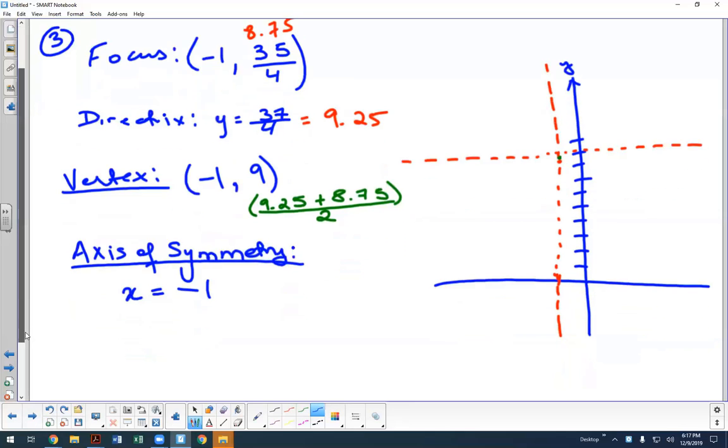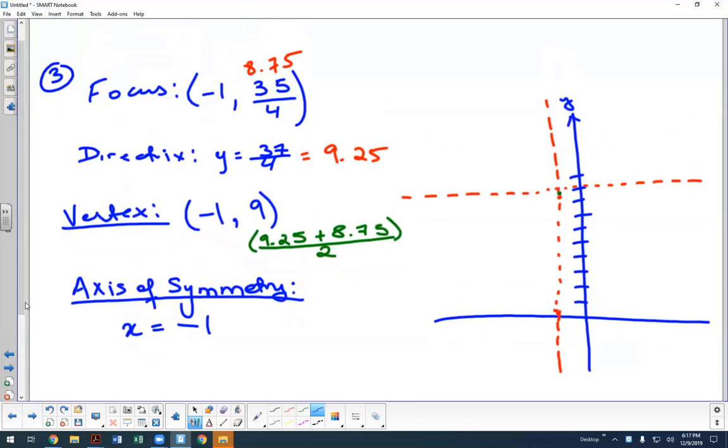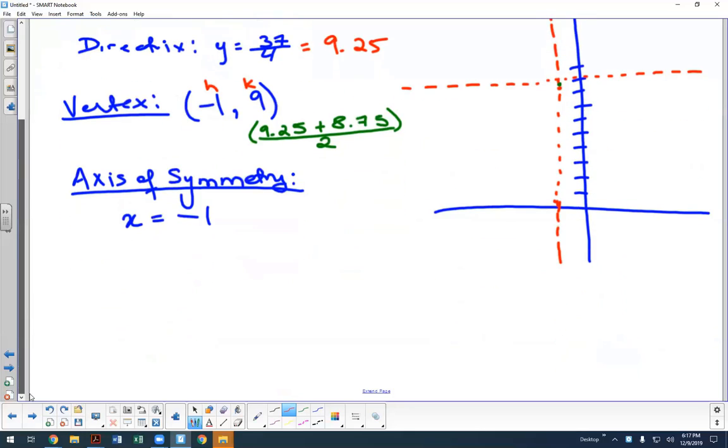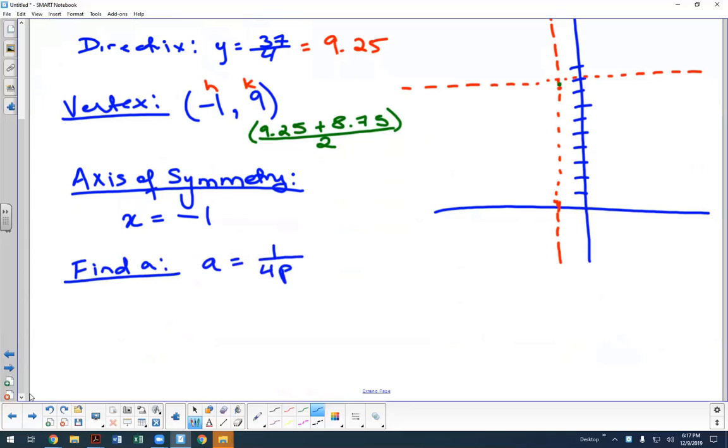So what we actually need here, we have our h and k values, right? The only thing we're missing is the a value to complete our equation. So let's find a next. And again, remember the relationship for a and p values is a equals 1/4p. Do you know for our specific example what the value of p is? 1/4. Yeah, it's 1/4, right?